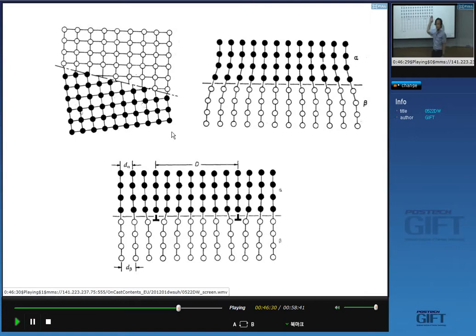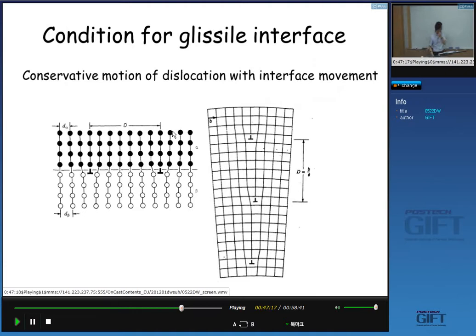And the movement of this interface is described by the movement of the dislocation. Right? So the thing you have to consider is whether the dislocation can move fast enough, because the movement of dislocation determines the velocity of the interface. Right? So what kind of condition will be necessary for the fast movement of the interface dislocation?